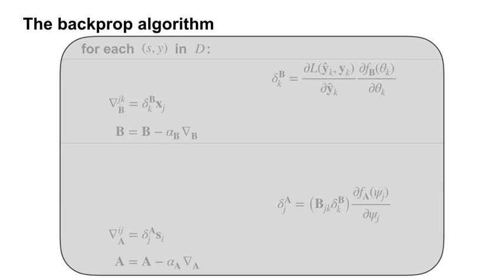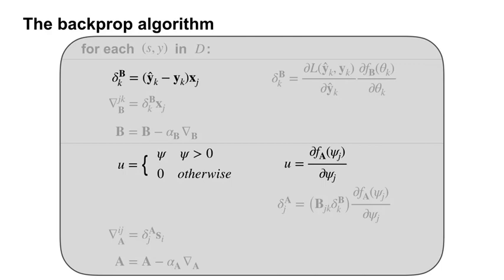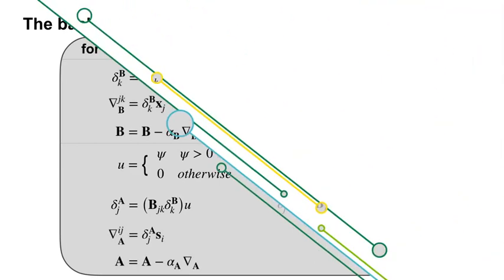Here's the pseudocode if we use the ReLU activation on the hidden layer and a linear unit for the output. First, we compute the error for the output layer. Then, we compute the derivative of the ReLU units with respect to psi. And finally, we use the error signal from the output layer along with u to compute the error signal for the hidden layer. The rest remains the same.